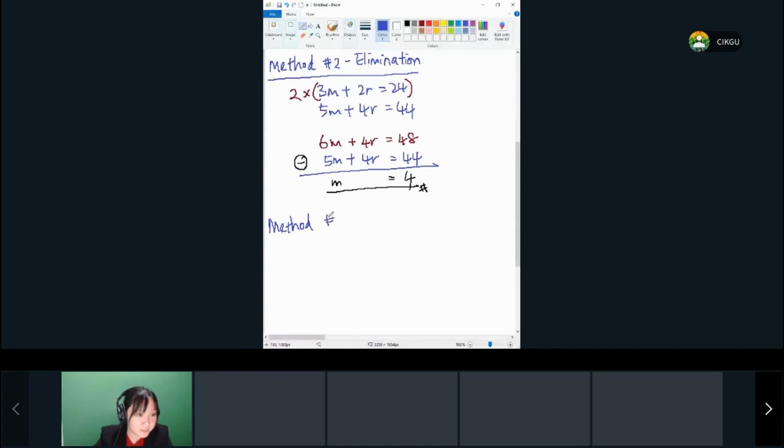Okay, method number 3, substitution. It is the same old question, but the third method. So let me copy the same equation. I mean 24.